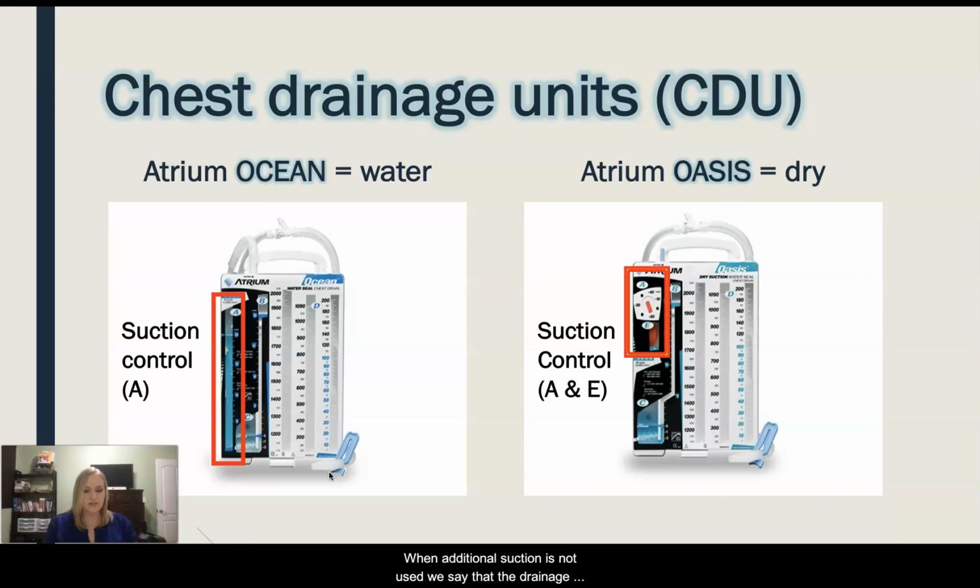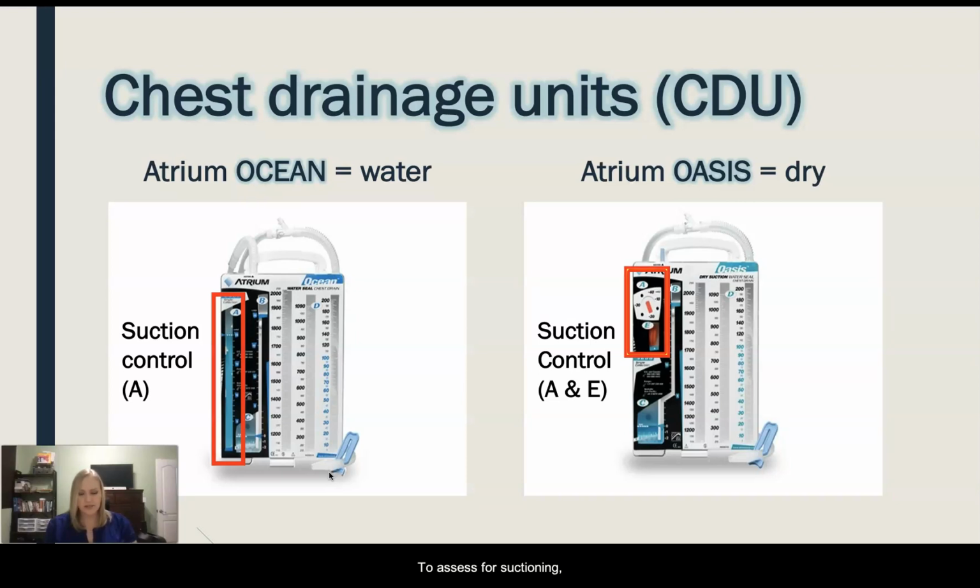When additional suction is not used, we say that the drainage unit is quote-unquote water sealed. Water seal allows for gravity to assist in draining air and fluid from the pleural space. The suction control chamber is connected to the water seal and collection chambers. When setting up the water seal system, it must be done under sterile technique. Therefore, sterile water is used to fill the chamber.